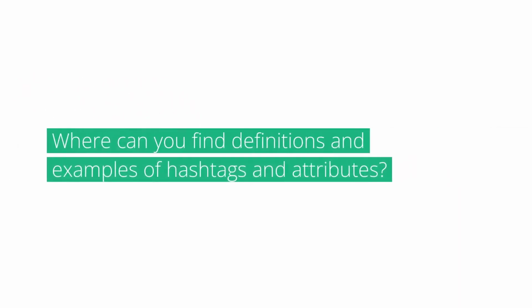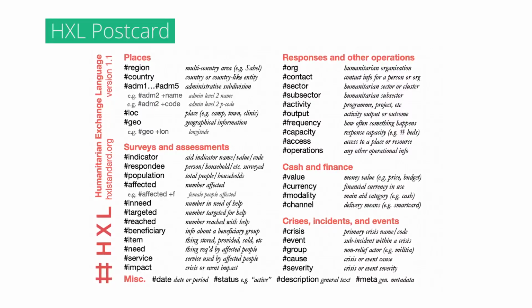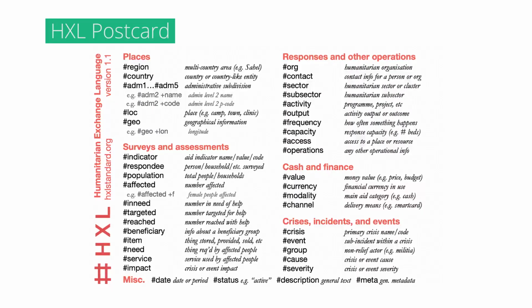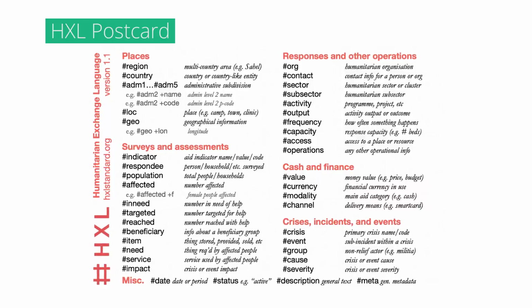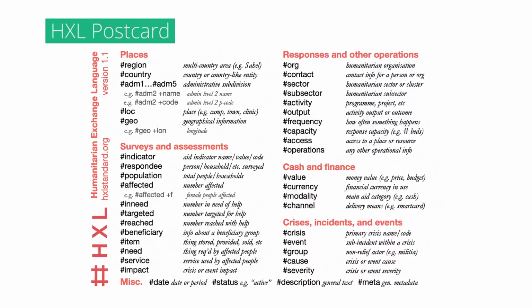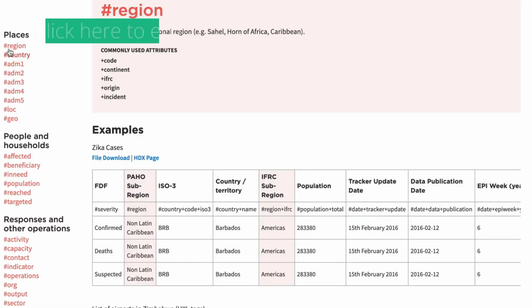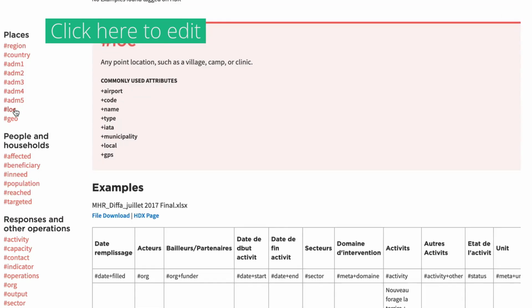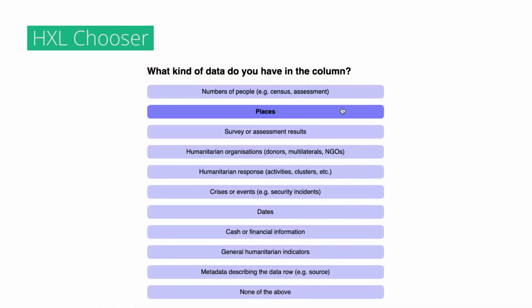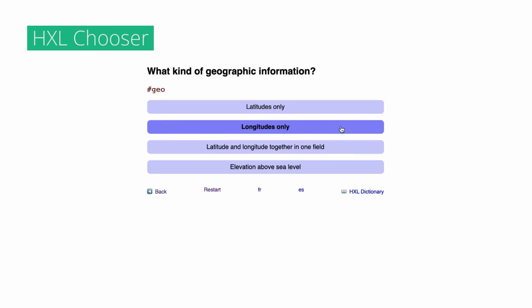Now that you're ready to start adding Hexel hashtags and attributes to your own datasets, where can you find them? One option is the Hexel postcard, a small two-sided card that you can carry to work with you, listing all the core Hexel hashtags and attributes, along with a few examples of how to use them. The Hexel postcard is available in English, French, Arabic, and Spanish, and you can download them online. There is also an interactive tool that will help you choose the hashtag and attributes for a column of data by answering a series of multiple-choice questions in English or in French.